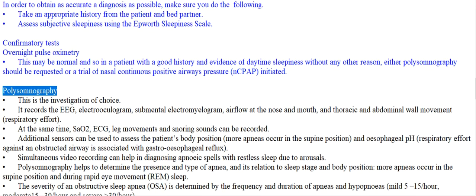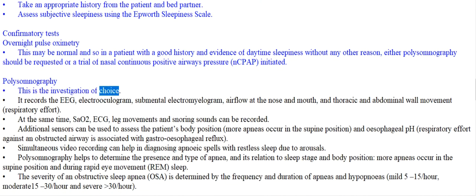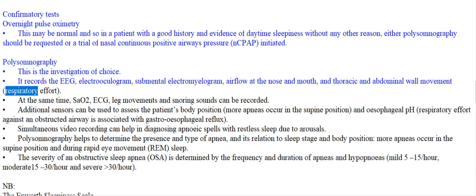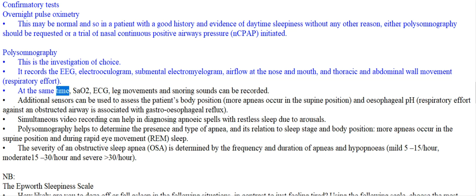Polysomnography. This is the investigation of choice. It records the EEG, electrocardiogram, submental electromyogram, airflow at the nose and mouth, and thoracic and abdominal wall movement, respiratory effort. At the same time, SAO2, ECG, leg movements and snoring sounds can be recorded.